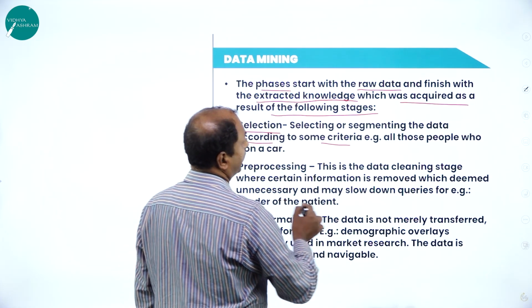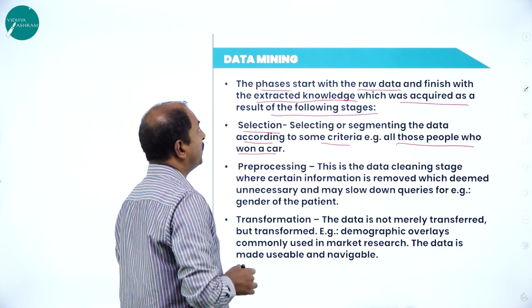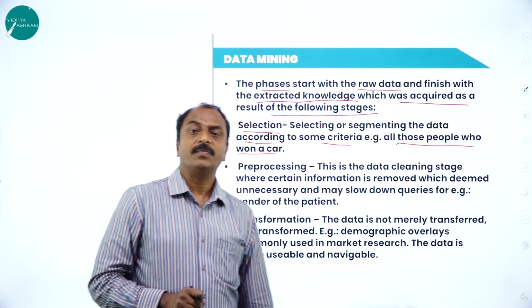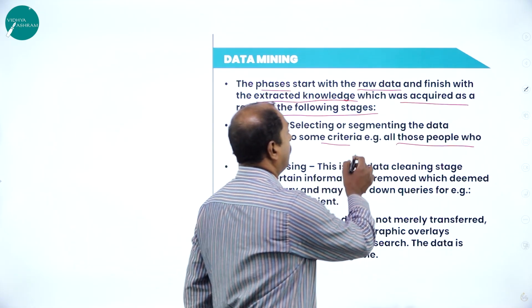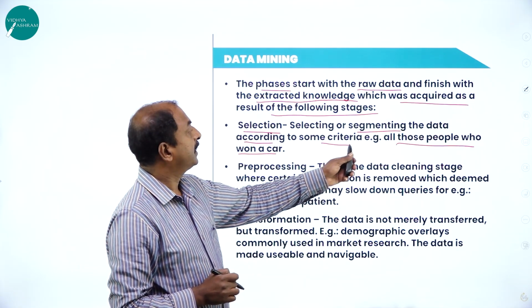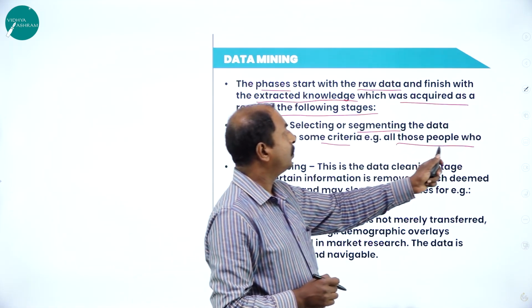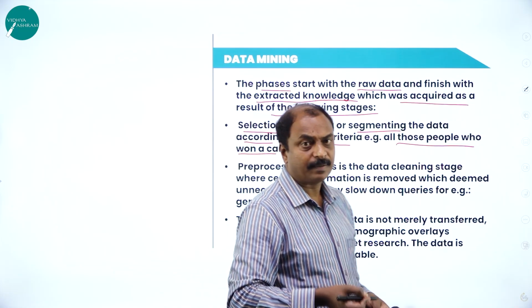For example, all those people who won a car. See, the first step in data mining is that we have to select the data. So what is selection of data? We have to segment, or classify, the data according to some criteria. For example, I want to have all those people who won a car. You can take an example like this.